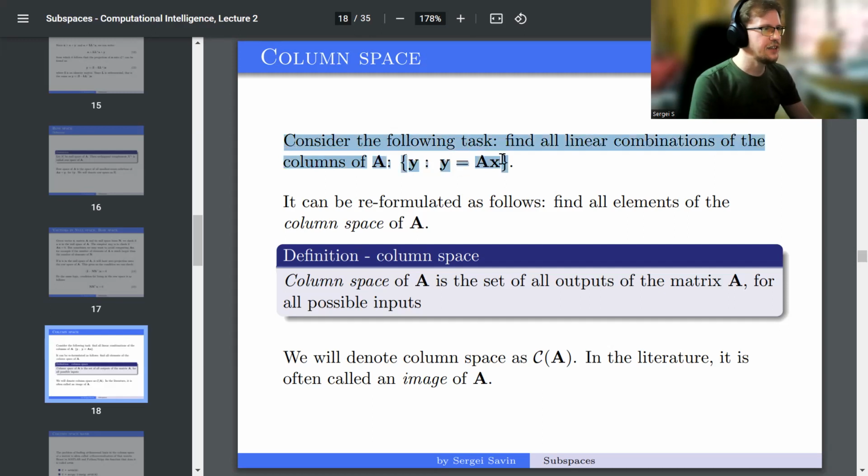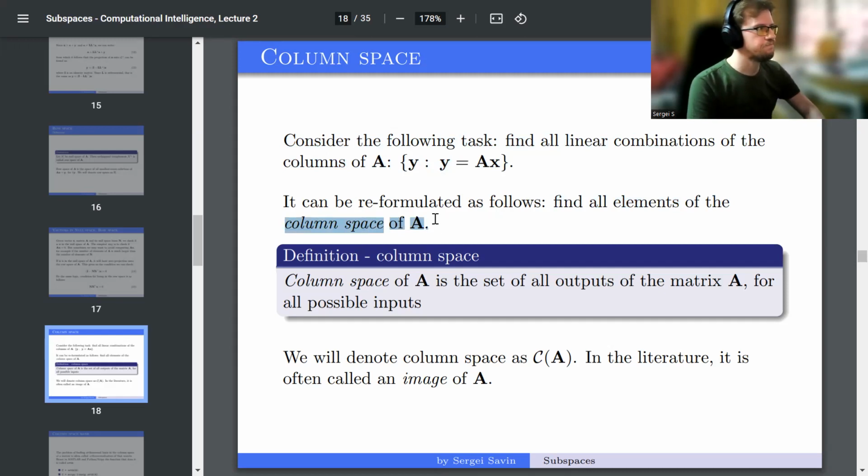Okay, so this task can be reformulated as follows. Find all elements of the column space of A. That is how we can say it. So the column space of A is the set of all outputs of the matrix A, or of the operator A, if you want, for all possible inputs. So you multiply the matrix by something, you get a vector. This vector will have to lie in the column space. Okay, good. We denote this as C of A. And in the literature, it is often called the image of A. That is a typical way to describe a column space. Image of A. Right. So far, I think it is quite simple.